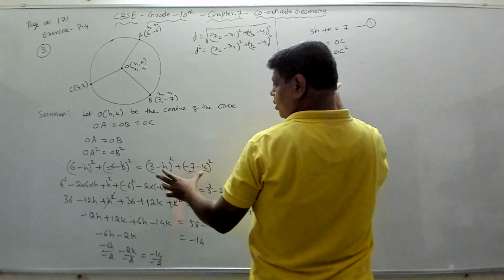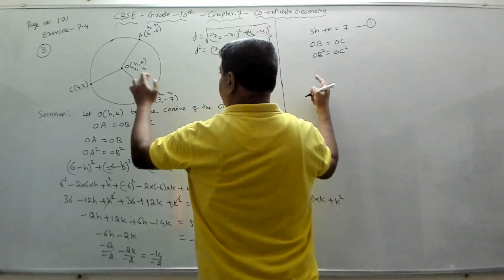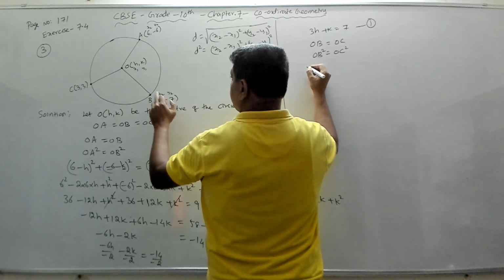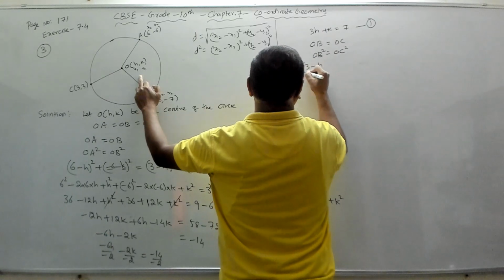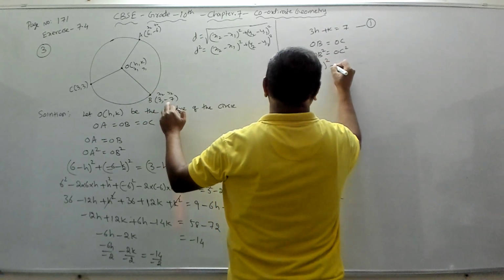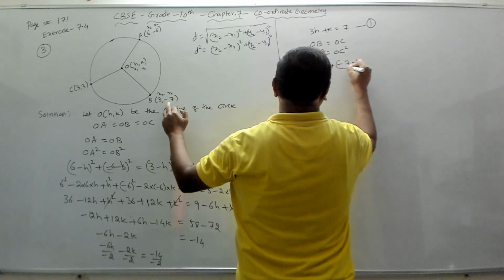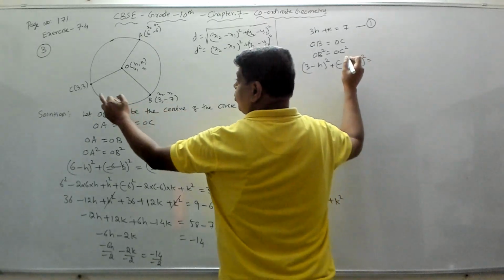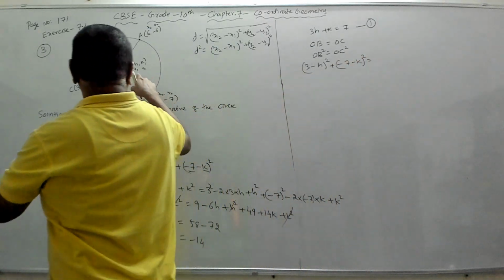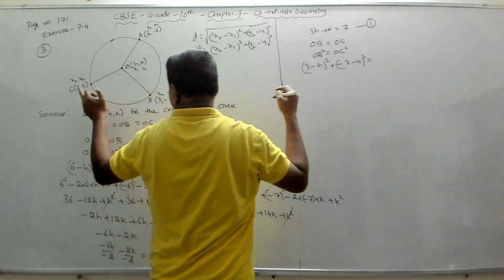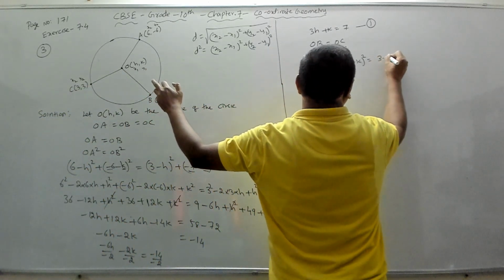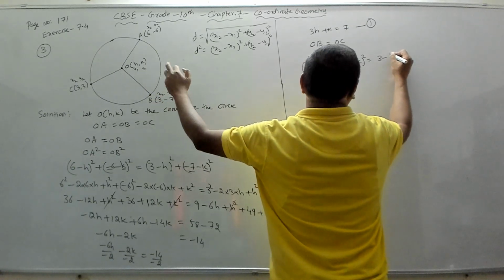Now OB we already found here. This is this one, right? Right. So if you apply OB square, it will be x2 minus x1, that is (3 minus h) the whole square plus (minus 7 minus k) the whole square is equal to OC square. OC square is, if you take this as x1 y1 and this as x2 y2, again x2 minus x1. So (3 minus h), x2 minus x1 the whole square.